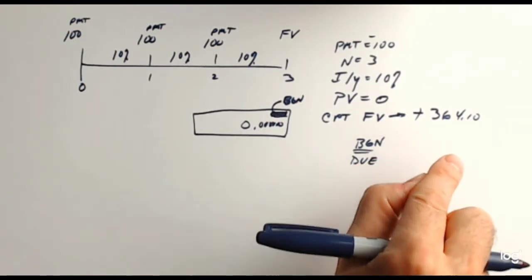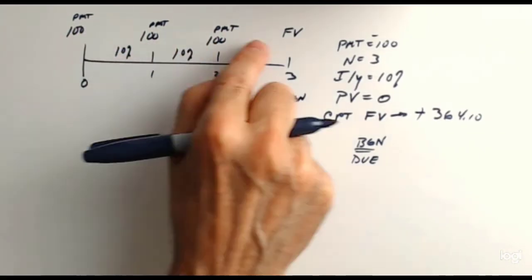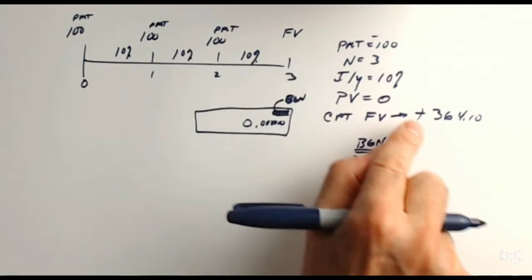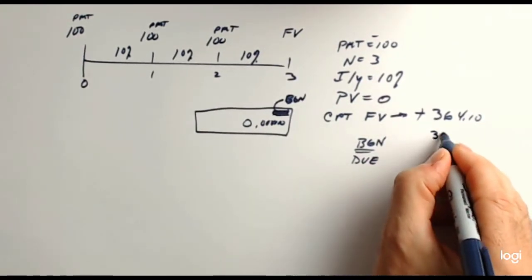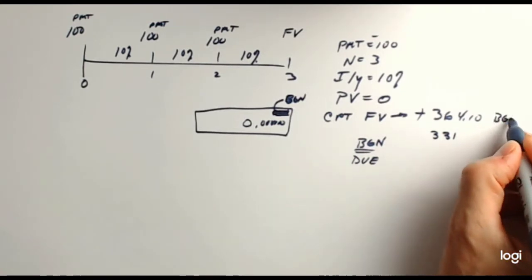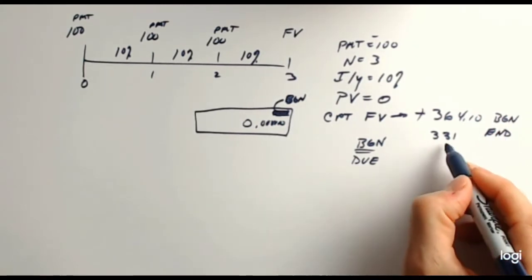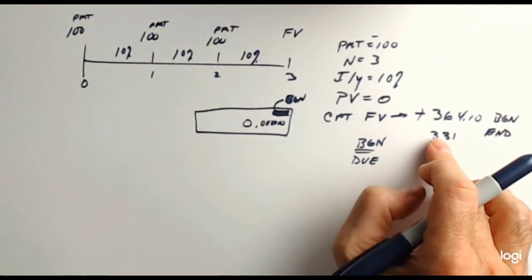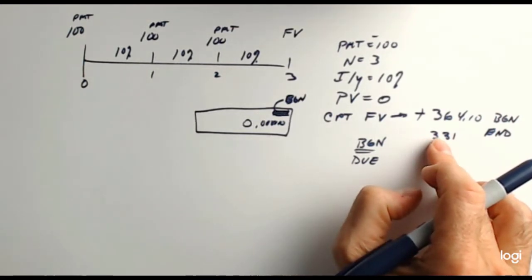And in the context of the problem, what is the value of these $100 payments? Here, at this point in time, it's worth $364. Now notice it's a little bit bigger than the $331 that we had with an ending. So this was a beginning annuity. The ending was $331 that we looked at a few minutes ago.